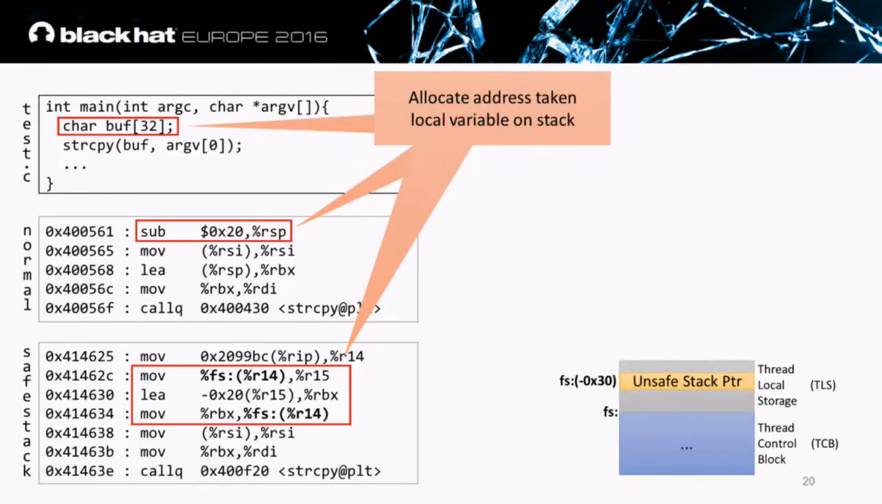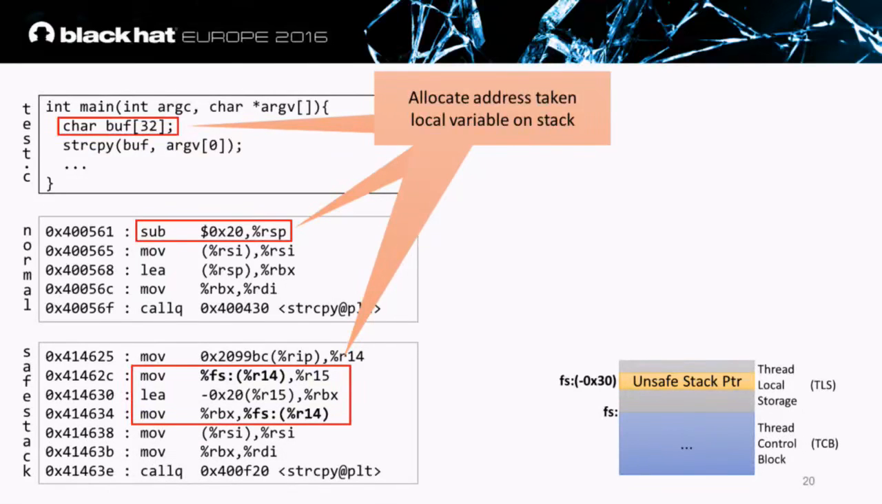The second block shows some assembly code where SafeStack is not applied. This piece of assembly allocates some space on the normal stack for the buffer. So the buffer is located on the normal stack. And when it calls string copy, it gives an address. It provides the address of the buffer to string copy, and it actually operates on the stack.